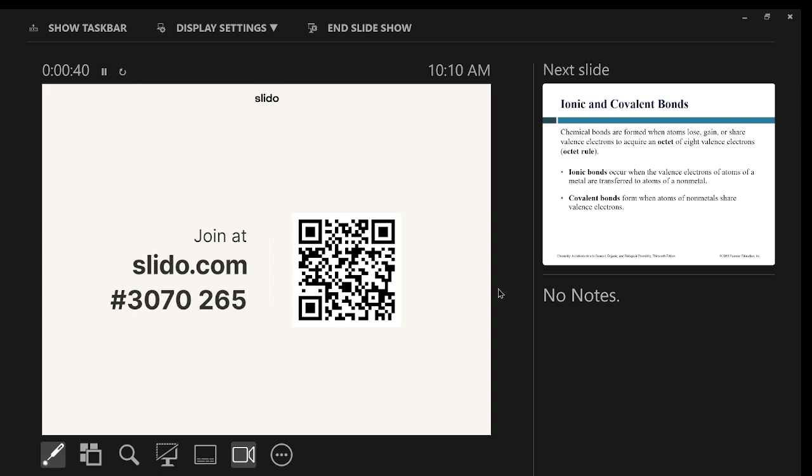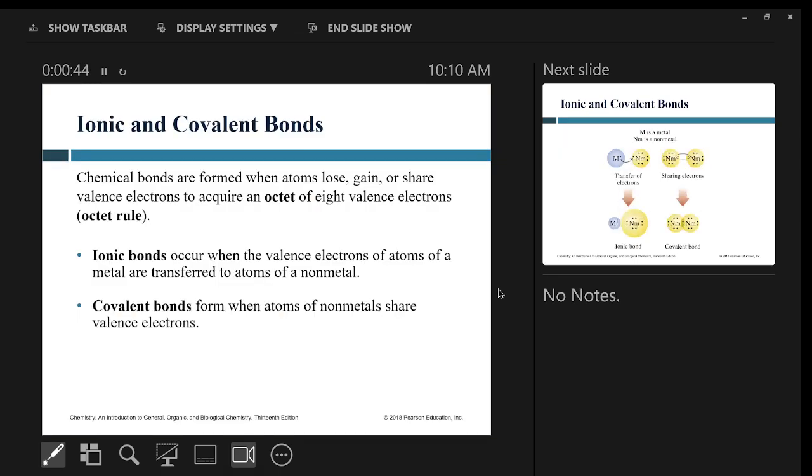All right. So now we're going to start talking about some bonding and such. We're finally getting into the real meat of chemistry. So ionic and covalent bonds: chemical bonds are going to be formed when atoms lose, gain, or share valence electrons. These are going to be to acquire what your book refers to, and many people refer to, as an octet. An octet means 8 valence electrons, and this is referred to as the octet rule.